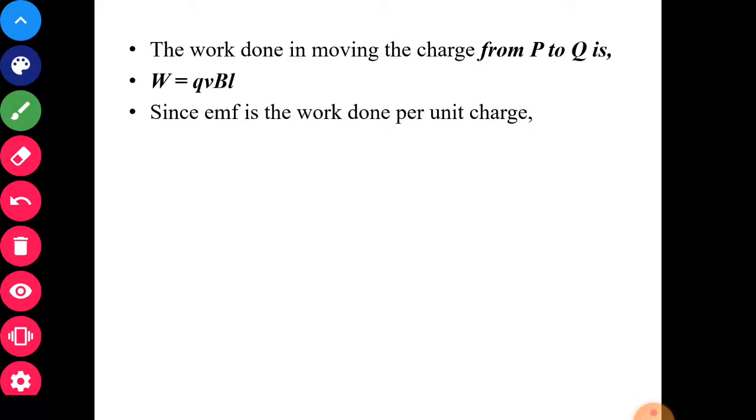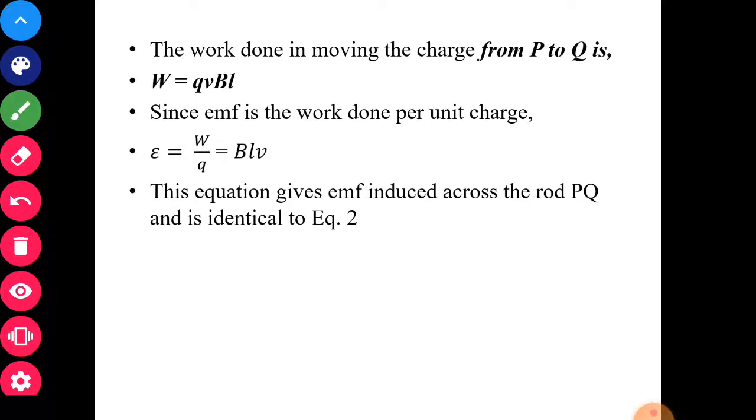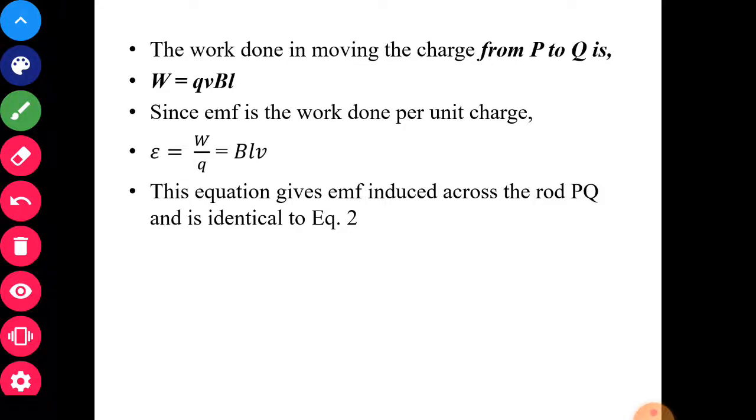Since electromotive force is work done per unit charge, so work upon charge, that is QVBL upon Q, and that electromotive force you can get as BLV. Work per unit charge is nothing but electromotive force, so it becomes BLV. So this way also you can derive this formula of motional electromotive force. This is same as the equation which we have derived.